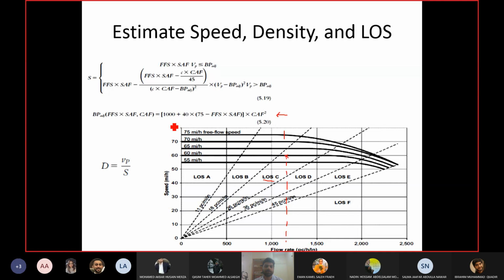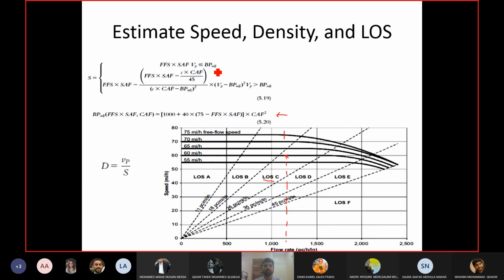So how to calculate the breakpoint? We have the equation here, 1040, 75. These are constants. FFS means free flow speed, SF means speed adjustment factor, and CF means capacity adjustment factor. So we are using both adjustment factors here. Your first step should be to calculate the breakpoint.